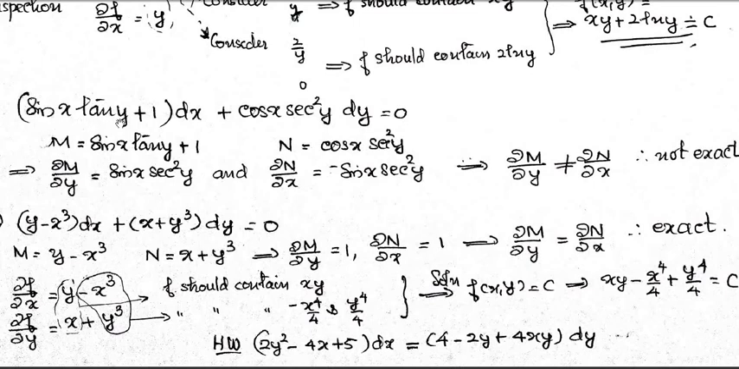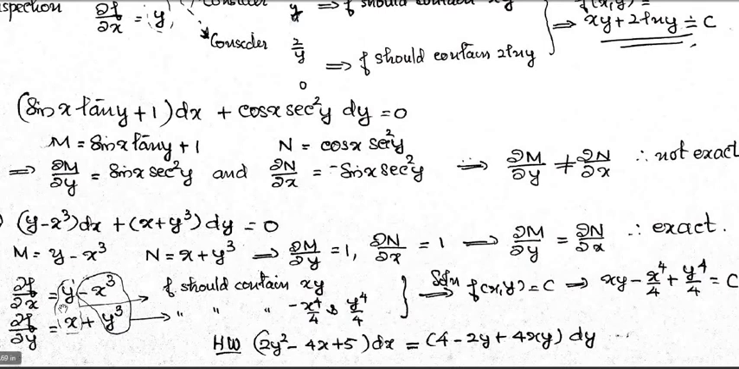Second problem: sin x tan y dx plus cos x sec square y dy equal to 0. M is this one and N is this one. By differentiating M with respect to y, we get sin x sec square y, and N with respect to x, we get minus sin x sec square y. So ∂M/∂y is not equal to ∂N/∂x, so it is not exact, so we can't proceed.